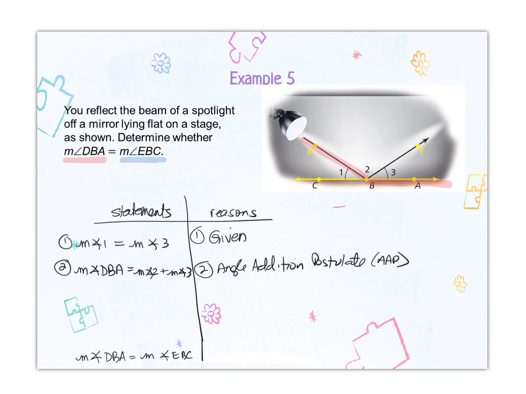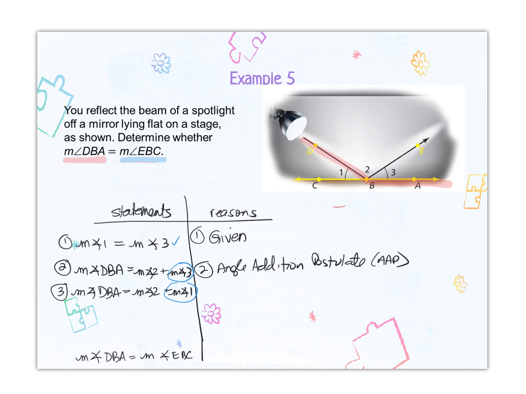So because I know that angle 1 and angle 3 are equal, I know that I could rewrite the step in number 2. I could rewrite this and I could say that the measure of angle DBA is equal to the measure of angle 2 plus the measure of angle 1. Notice that I substituted angle 1 for angle 3 because again, up here, I already stated that they were equal.